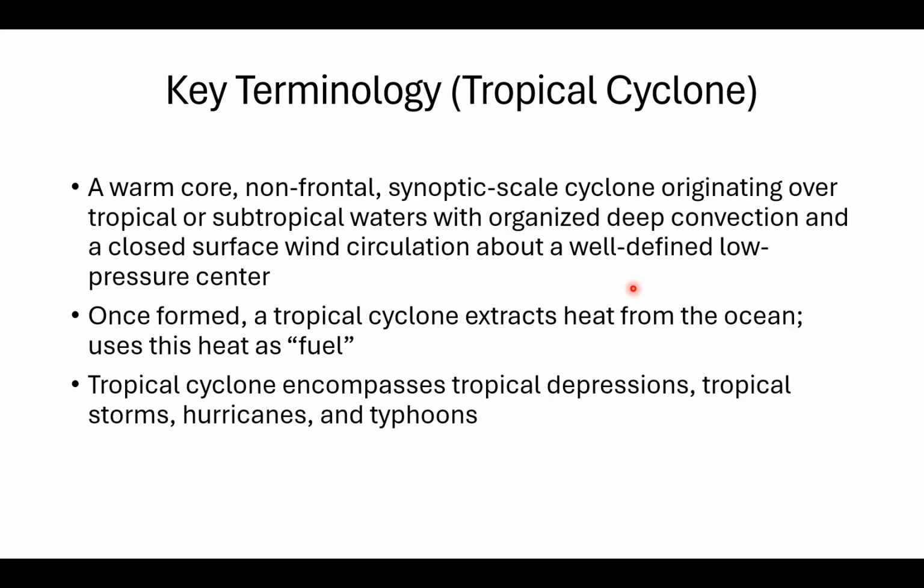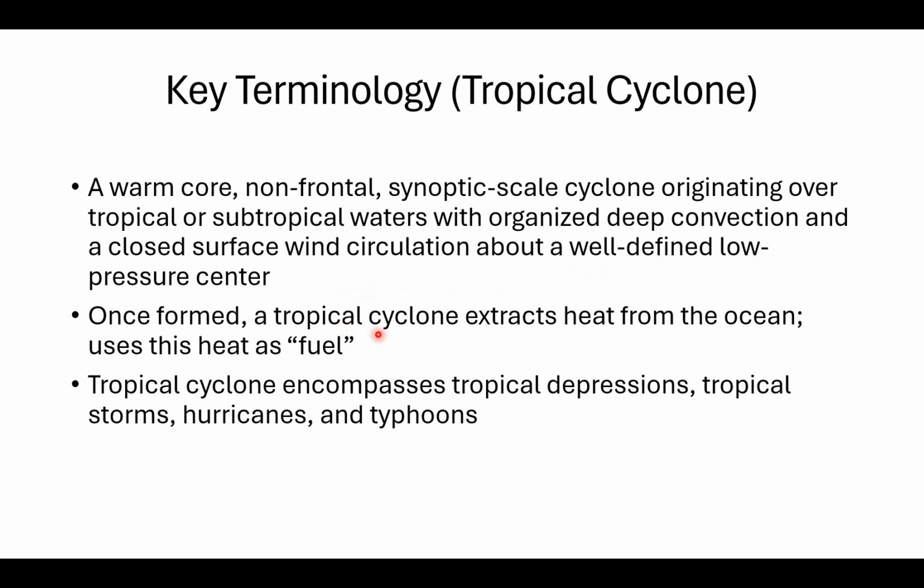The next one we'll talk about is a tropical cyclone. Now, this is a warm core, non-frontal, synoptic scale cyclone originating over tropical or subtropical waters with organized deep convection. It has a closed surface wind circulation as well, about a well-defined low pressure center. A lot of times, if you look at satellite imagery in the tropics, you can actually see the twisting of the cloud features if you animate it, and that would be indicative of a well-defined low pressure center.